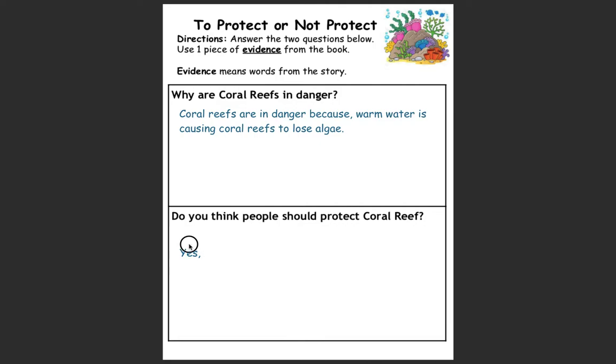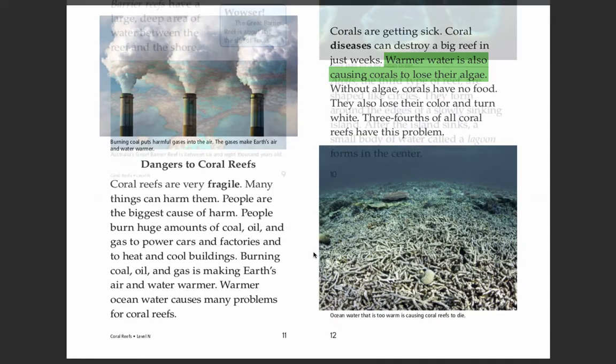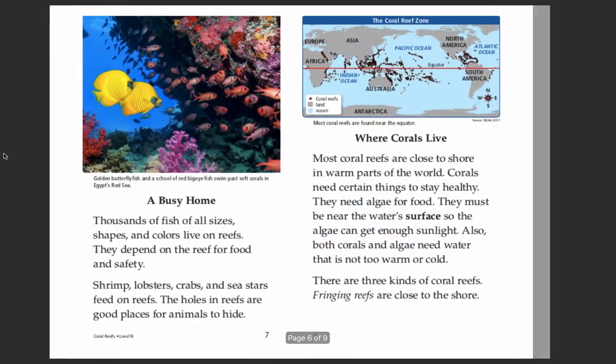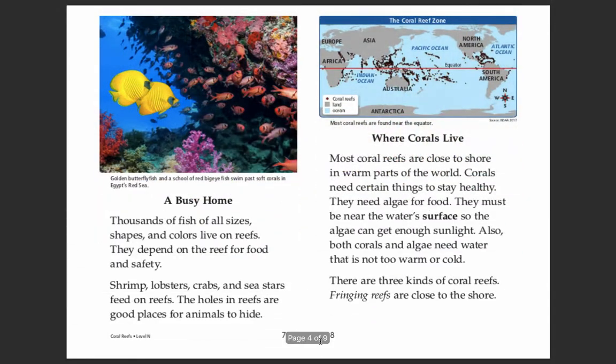Now I'm going to go back into my story and I'm going to try to find why we should protect coral reefs. This word, protect, is going to really help me find the section that is going to give me some evidence. So when I go back to my book, I'm going to go back to the table of contents. And I'm going to look for the heading that tells me about protecting coral reefs. Right here, right underneath the heading we just looked at. Protecting coral reefs is on page 14. I'm going to go to page 14 to find my evidence.